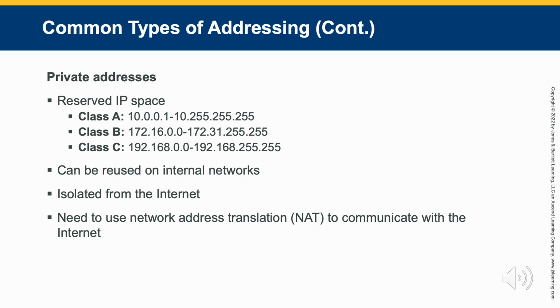These are non-routable, they're isolated from the internet, and every ISP and internet provider out there will not route these IP addresses. So that's how we can use them over and over. You need to use network address translation to communicate with the internet, and that is referred to as NAT.